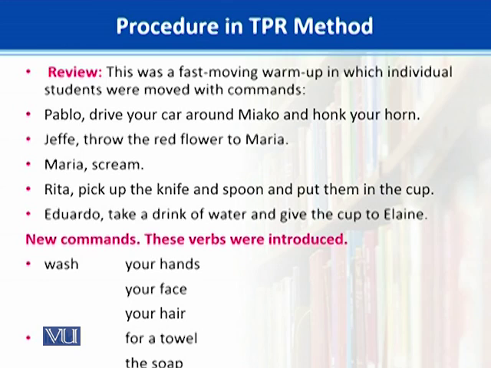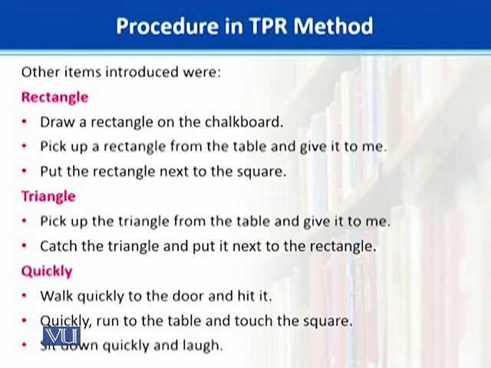Then the teacher can introduce new commands, and new verbs can be added to that. They can be introduced, for example, for wash: wash your hands, wash your face, wash your hair. For look, the verb look: look for a towel, look for the soap, etc. Gradually, the teacher can introduce items on the list. For example, rectangle. If the teacher wants to introduce this particular linguistic item, the teacher can introduce it by giving certain commands. For example, draw a rectangle on the chalkboard. Pick up a rectangle from the table and give it to me. Put the rectangle next to the square. And so on and so forth.